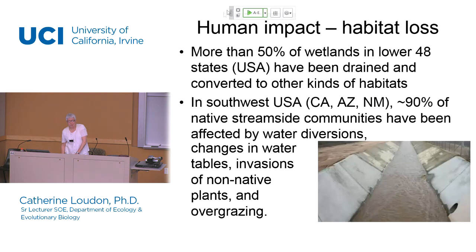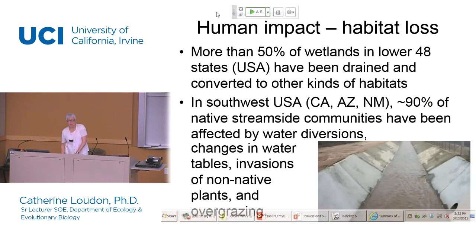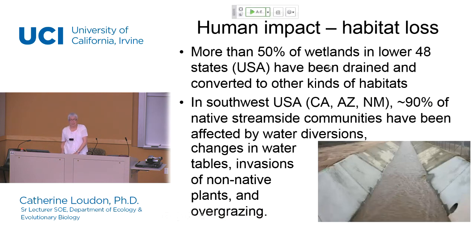And one such example is a biome that you learned about earlier, the wetlands. It's estimated, for example, that more than 50% of the wetlands in the lower 48 states of the United States have been drained and converted to other kinds of habitats. Okay, this is a huge impact then on the wetlands in this country.